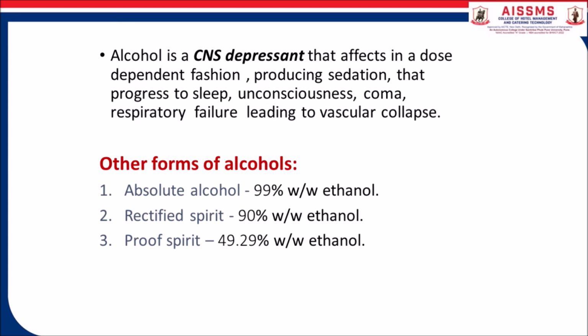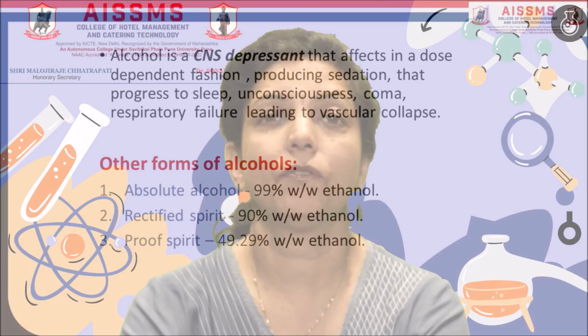The forms of alcohol with their percentage of ethanol are: absolute alcohol, which has 99% ethanol, rectified spirit, which has 90% ethanol, and proof spirit, which has about 49 to 50% ethanol.